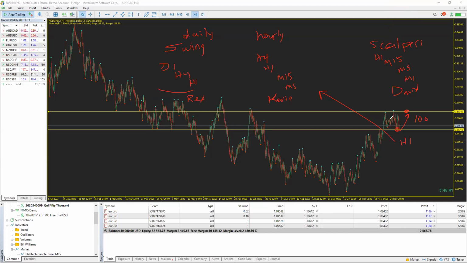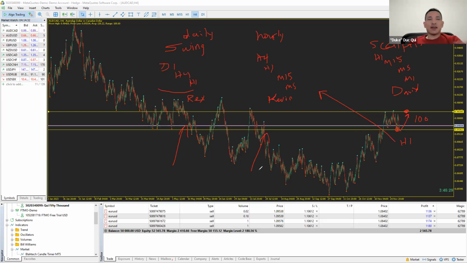And the majority of traders, institutional traders, are daily and hourly. So if you, as a scalper, are trying to counter that, you're going to have a hard time.